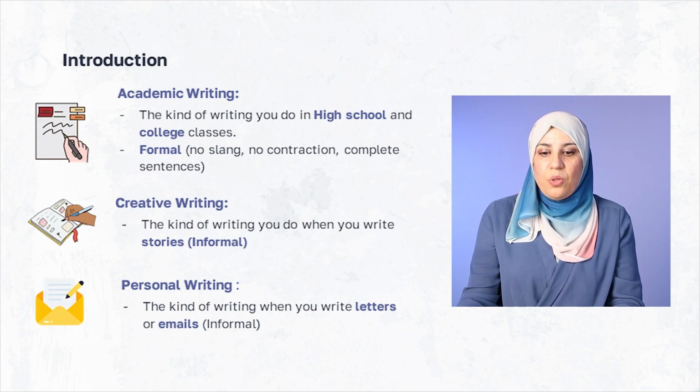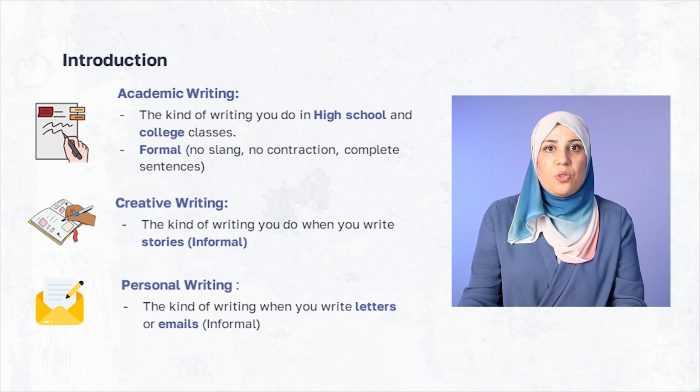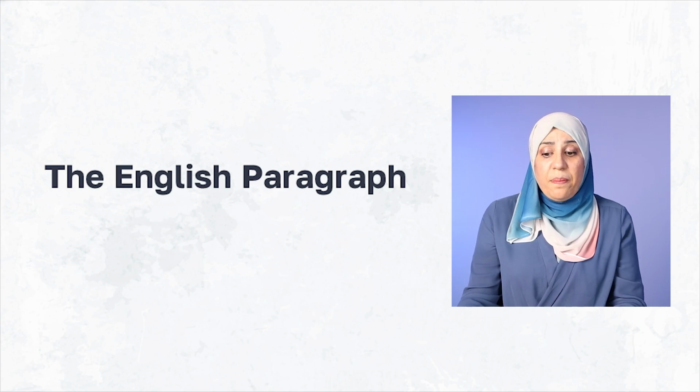This is the kind of writing you do at home in your free time when you write stories, poems, or diaries. Unlike academic writing, creative writing is informal, i.e., you can use slang terms and abbreviations. The third type is the personal writing. This is the kind of writing you do for personal purposes, mainly when you write letters or emails to your friends, and it is also informal. Well, you can be involved in all three types of writing, but as university students, you will be more concerned with academic writing, and specifically with the English paragraph.